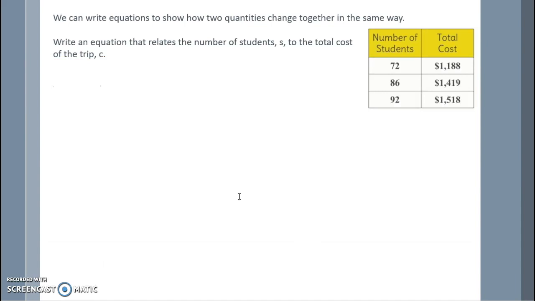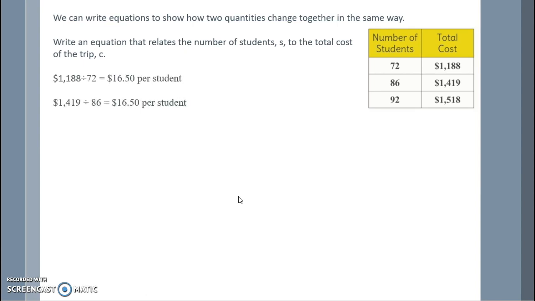We can write equations to show how two quantities change together in the same way. Write an equation that relates the number of students, S, to the total cost of the trip, C. So 72 students is $1,188, 86 students is as follows, and then 92 students. Well, we need to find out the cost per student.